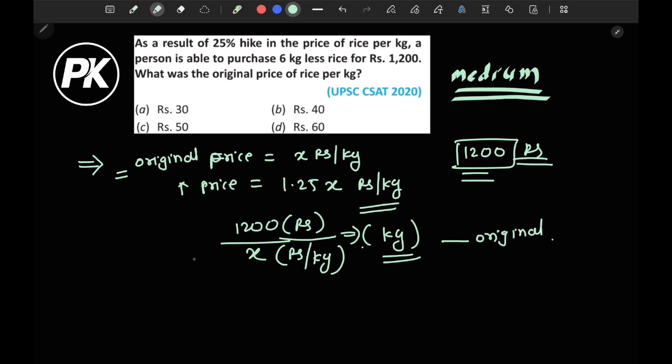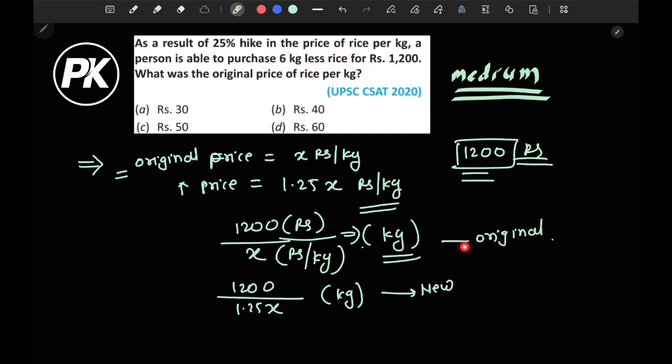Now with the new price, how much rice is he buying? Again similar: 1200 divided by, now what is the new price? It is 1.25x. With that, this many kg he is buying at the new price. But if we see in the problem statement what is given, the person is able to purchase 6 kg less rice, right?